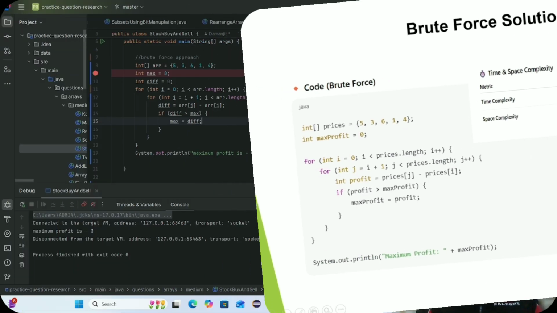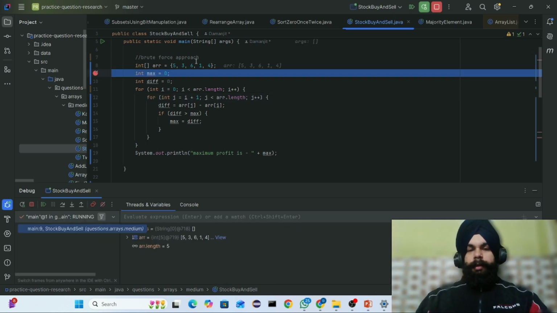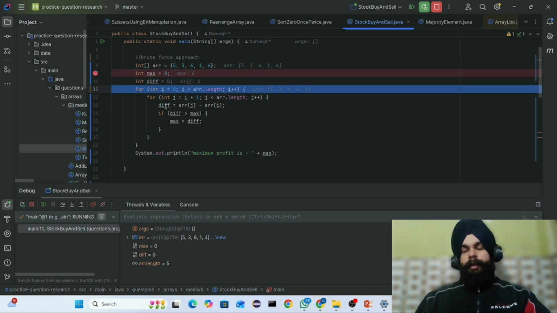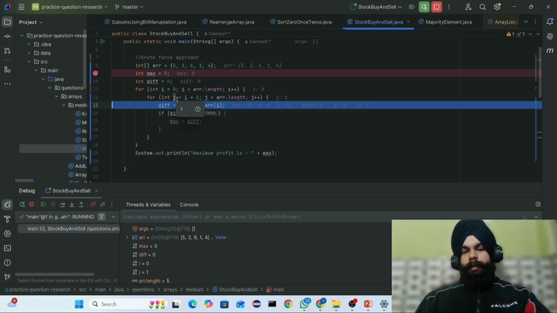We are taking one array, prices. So let's move to the debugging portion. In our brute force solution, we are using the array 5, 3, 6, 1, 4. Let's try to run this. Firstly, our max will be 0, and our diff, you can say our profit, will be 0. In our first outer loop, i will be 0, and we are at 5, and our j will be 3.